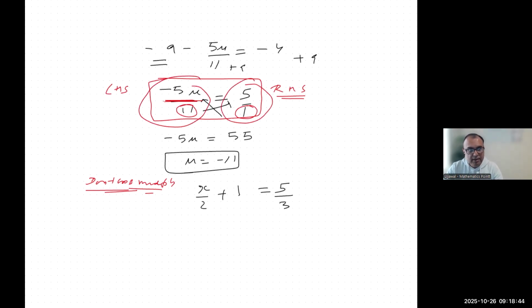Look here. If I were to just rewrite it, I can write 1 as 1 over 1. Now the left hand side is not one single fraction. It is a mix of two fractions, x over 2 and 1 on 1. So that is why you cannot cross multiply here.